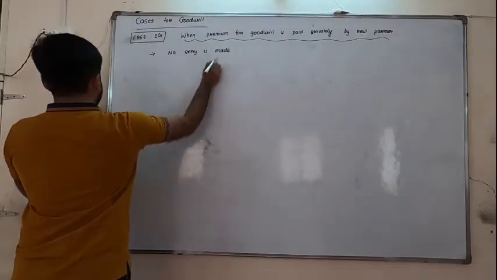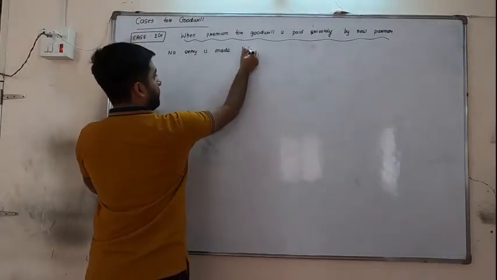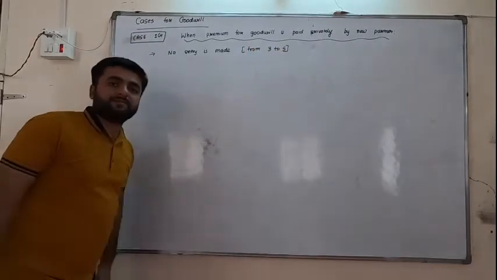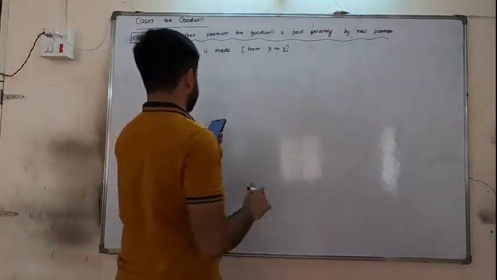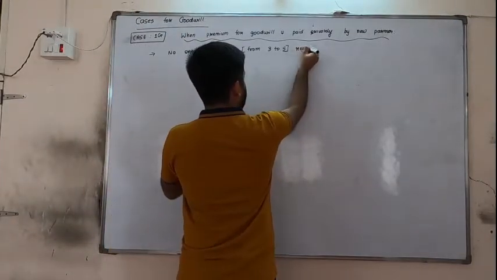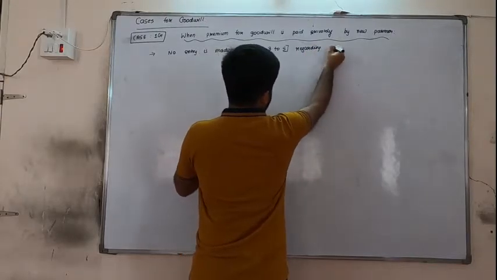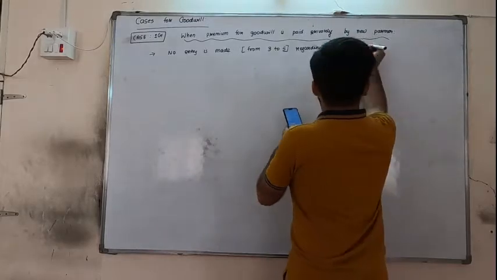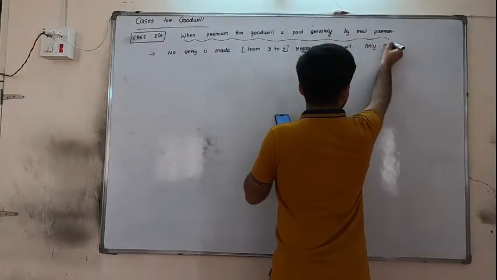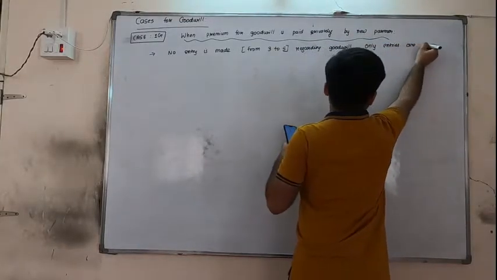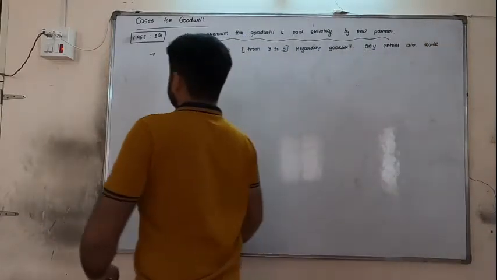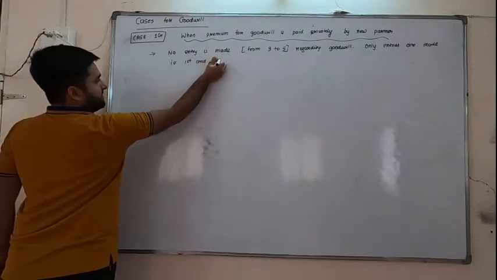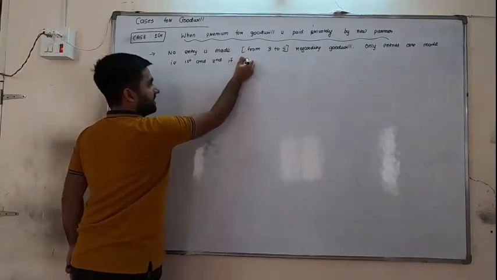No entry is made from 3 to 5, which means all the entries from 3 to 5 are regarding goodwill. Only entries are made, that is, first and second, if required.